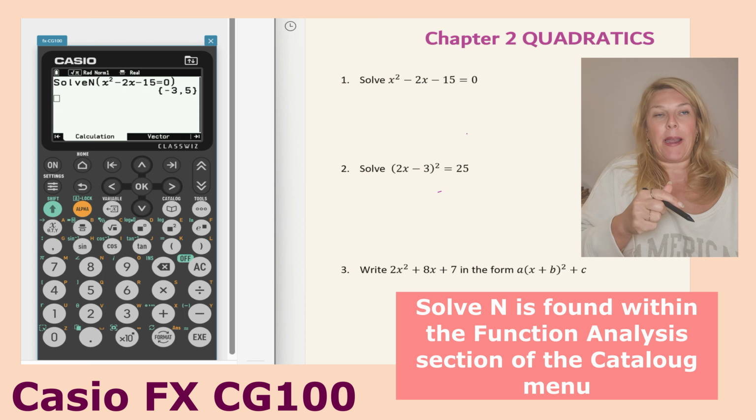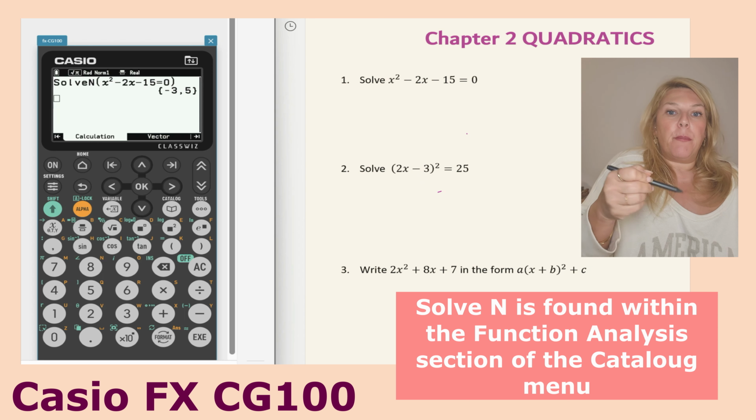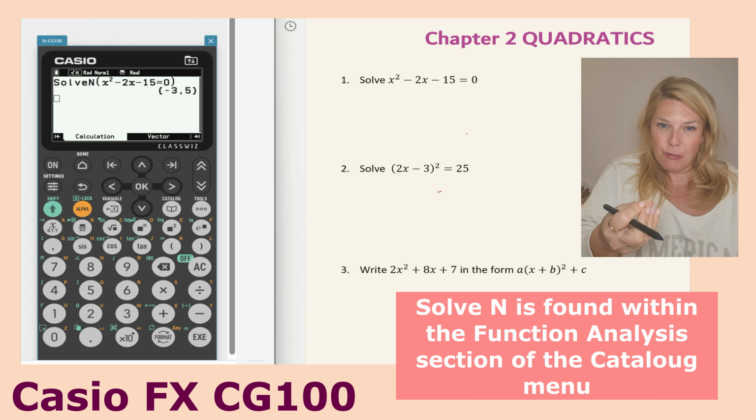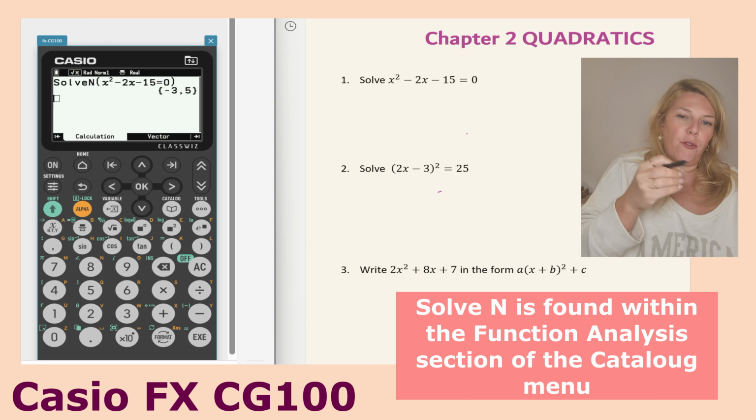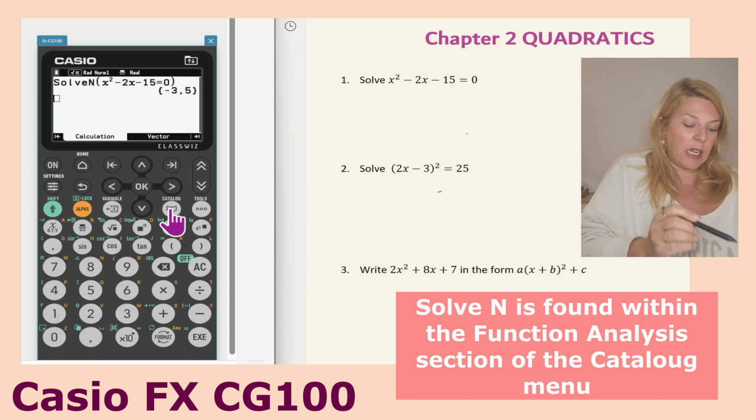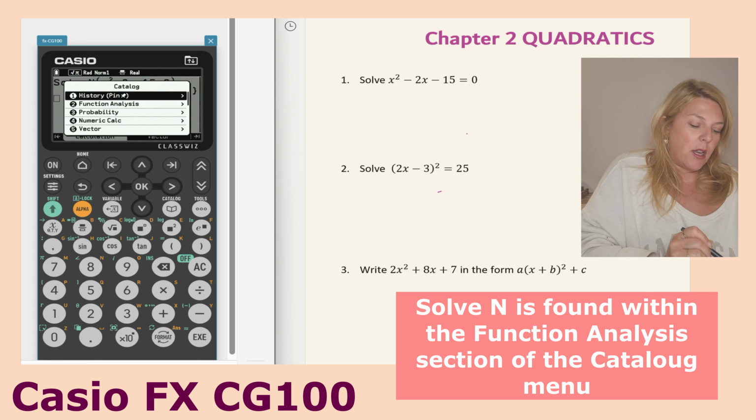I would be multiplying out the bracket in my working, but if I want to check it on the calculator, I want to check it as it is as much as possible so that I've not made any mistakes, if that makes sense. So let's put that in. So solve n again. Now, so we go to catalogue. And I'm going to show you another way.